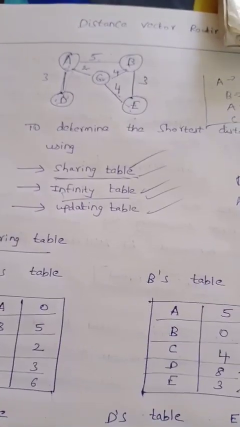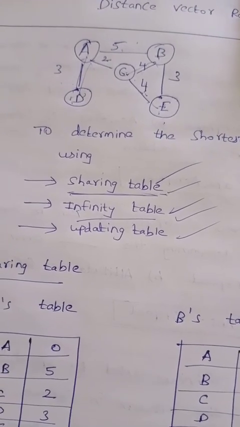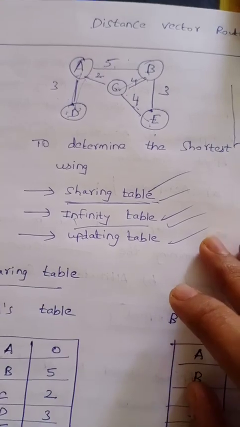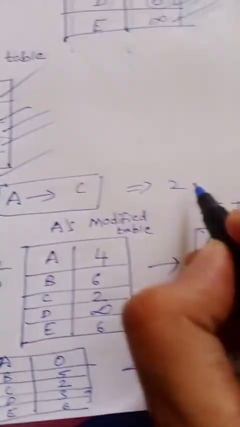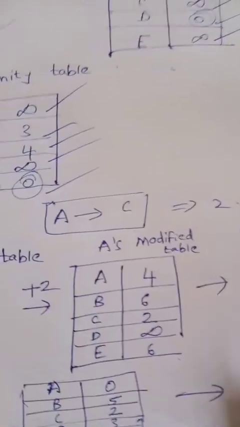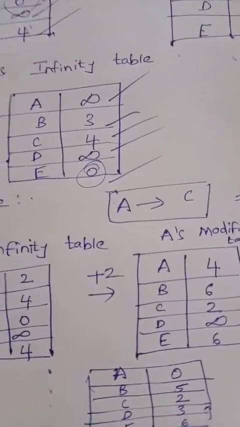Now I have to move into the updating table. In the updating table, first I have to check in this graph which is the shortest path. So which is the shortest path? The shortest path will be A to C equal to 2. So I am writing here A to C equal to 2. So this is the shortest path.